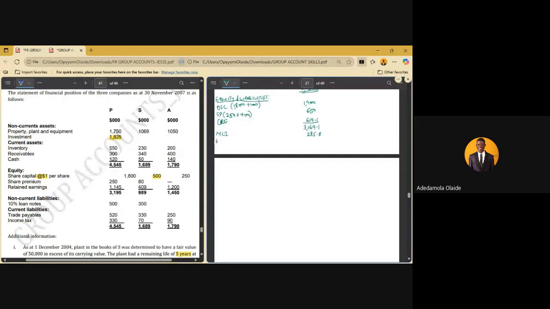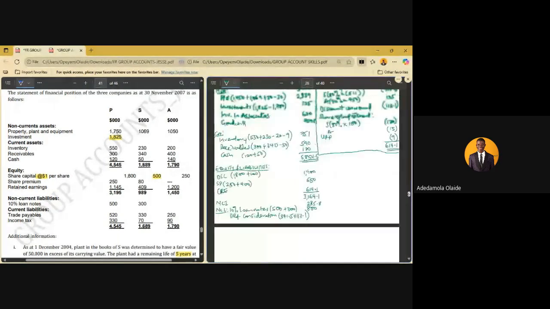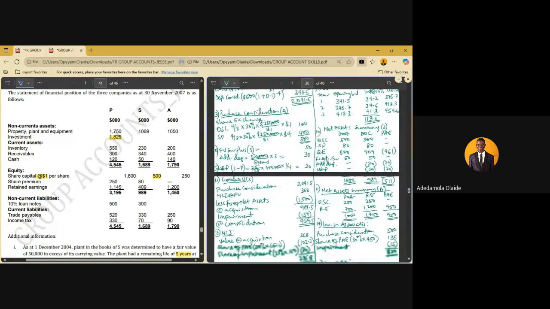Then we have non-current liability. 10% loan notes. 500 plus 300, that's 800. Then we have deferred consideration, don't forget. And how much is the deferred consideration? It is 341.5 initially. Then there was a total discount on it of 113.1. How much would that give us in total? It gives us 454.6.